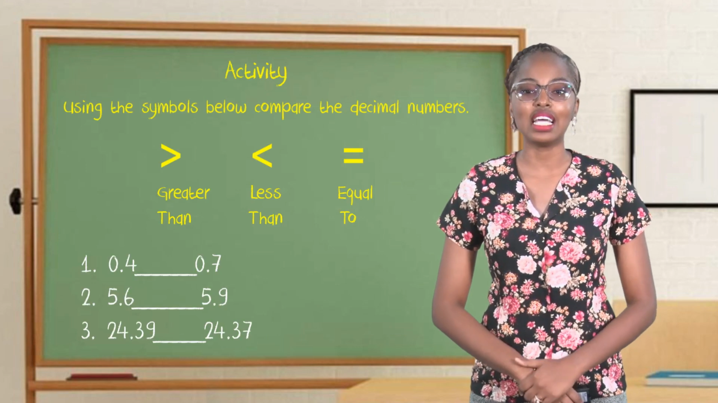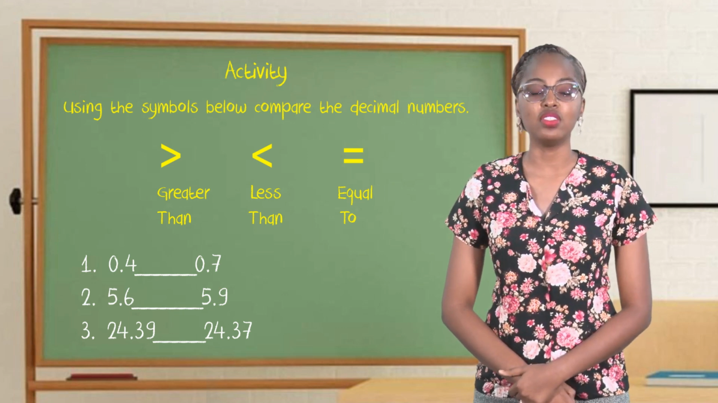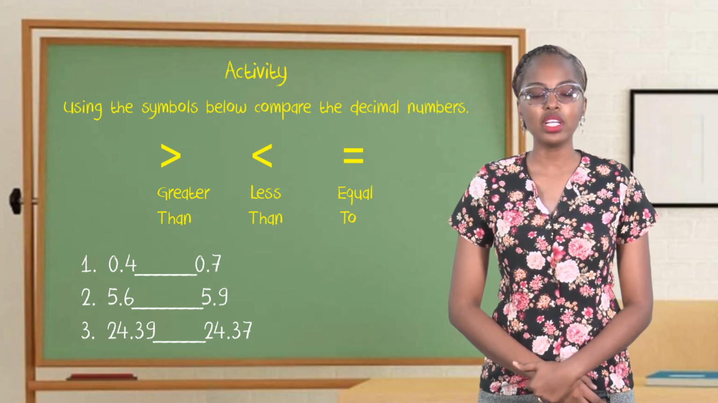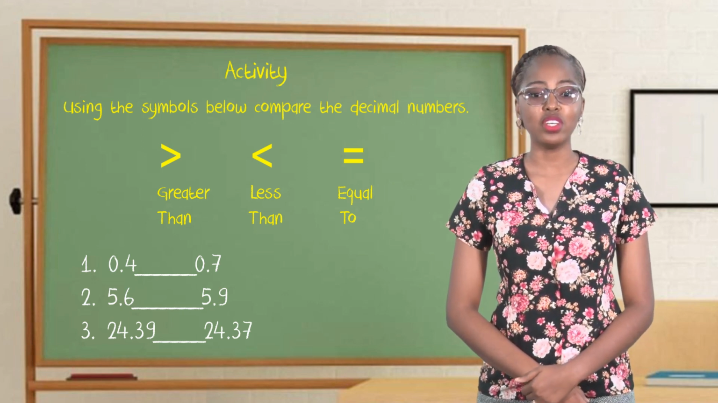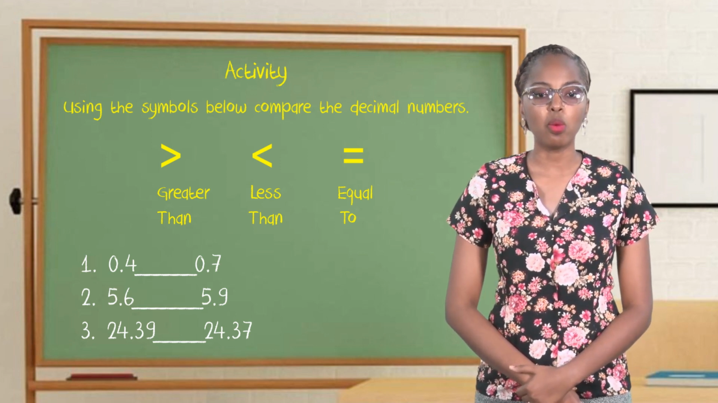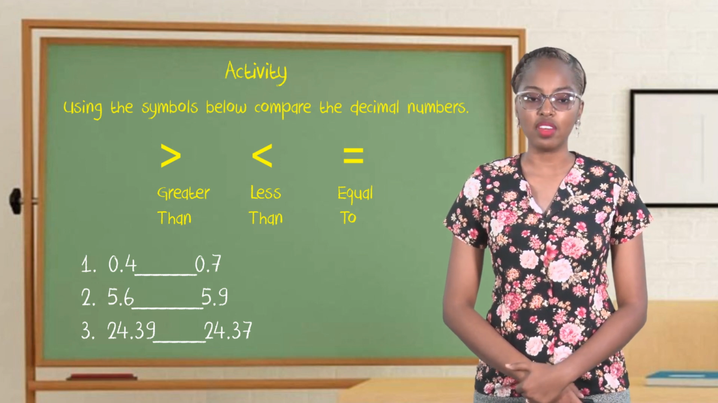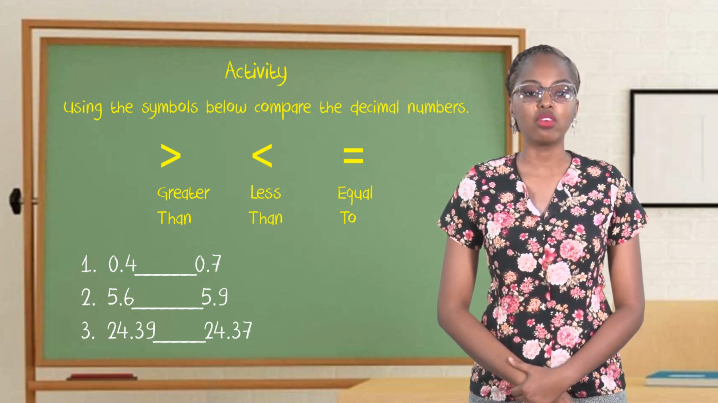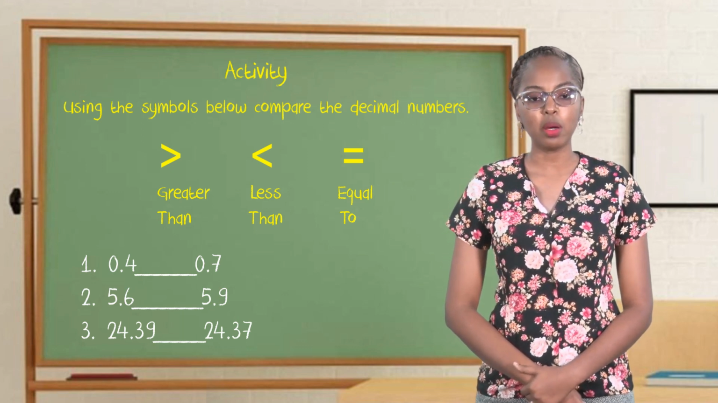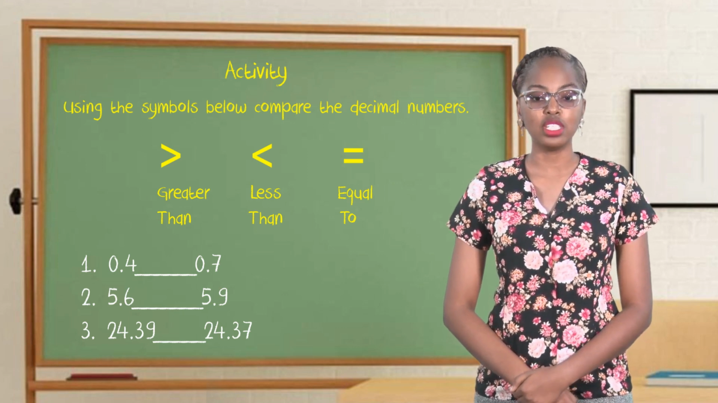Now that you understand a little more about decimals, I would like you to try this activity on your own. Using the symbols below, compare the decimal numbers. We have greater than, less than, and equal to. For number 1, you'll be comparing the numbers 0.4 and 0.7. Number 2, you'll be comparing 5.6 and 5.9. Number 3, you'll be comparing 24.39 and 24.37.